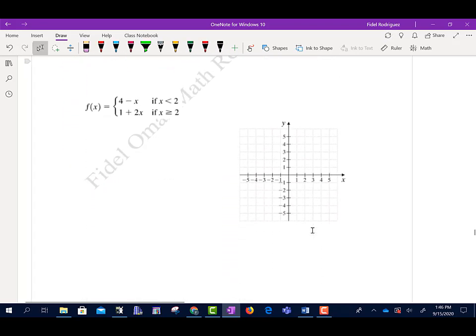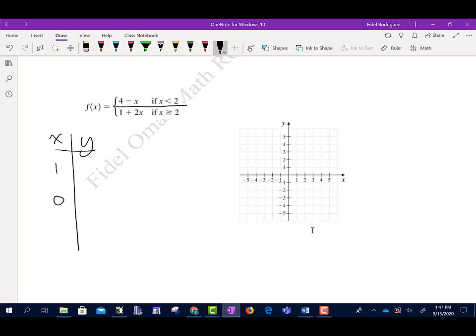We're going to do exactly the same thing we did before. So I'm going to make a little table of values here. Anytime x is smaller than 2, I'm going to use this function here. So let's pick some numbers smaller than 2: 1 and 0 and say -1. So I'm going to plug in 1 here. 4 minus 1 is 3. 4 minus 0 is 4. 4 minus a -1 becomes 5.